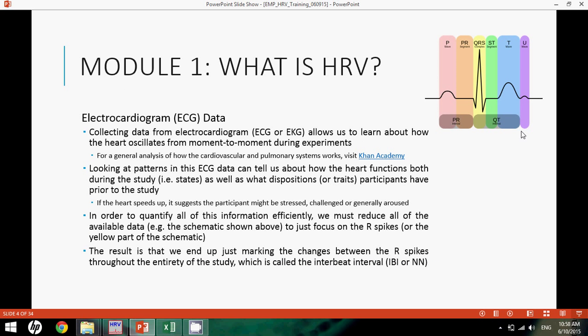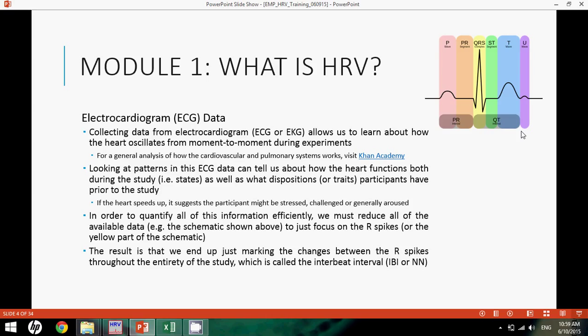So just to give a general overview of what heart rate variability is, we need to understand first what ECG is. So electrocardiogram allows us to measure how the heart oscillates from moment to moment within the course of our experiments, and we can also collect ambulatory data over the course of 24 hours or even longer. Many people are now using ECG data to quantify their heart rate and heart rate variability over the course of weeks. They'll wake up every morning and measure their heart rate variability, and this will give them a good measure of how their training's working out, how they slept. It really gives a strong, robust measure of how your health is doing, if you can interpret that.